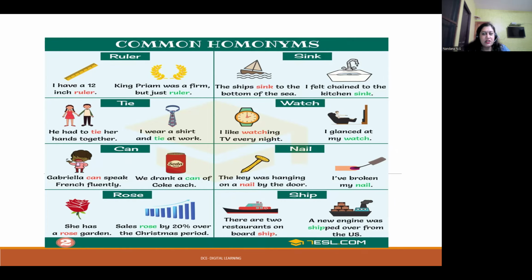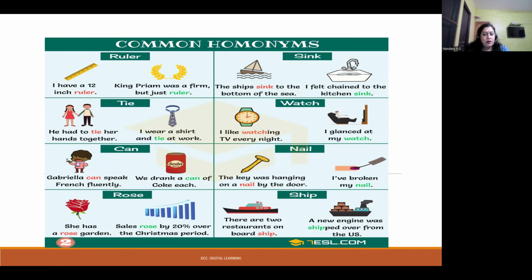Second one, tie, T-I-E. There are two meanings there. The first one: he had to tie her hands together. So maybe she was up to some mischief. The act of putting two hands together and tying it up with a rope or a thread is known as tie. In the other context, tie refers to the accessory that you wear upon the shirt. So, I wear a shirt and tie at work.